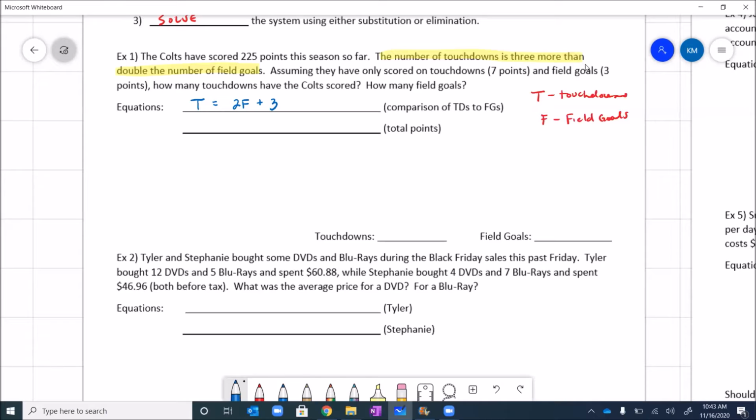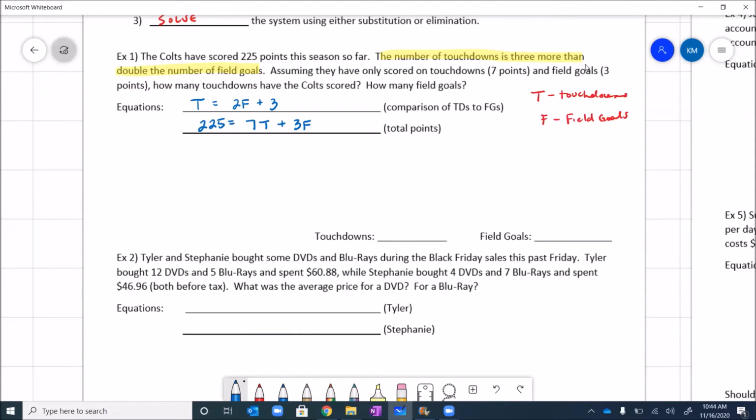Secondly, it says, assume that they've only scored on touchdowns 7 and field goals 3. It's scored 225. So they've given us an equation about points. So there's 225 points, and they scored 7 per touchdown and 3 per field goal. And now we have a system of equations. Setting up the system of equations should be the most difficult part about this, because the rest of it's kind of a review of stuff that we already walked through.